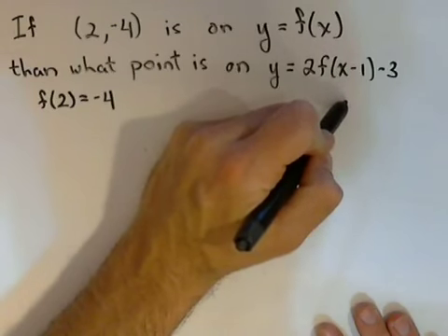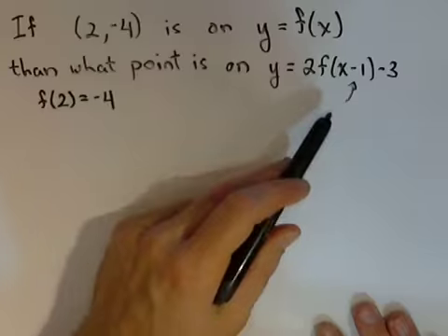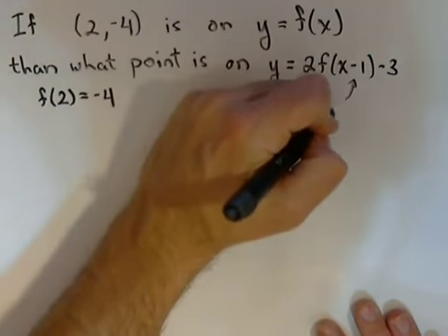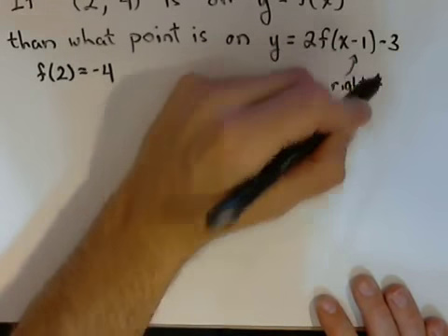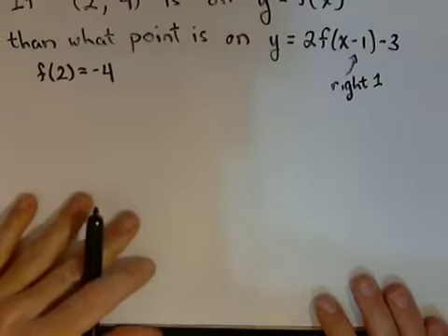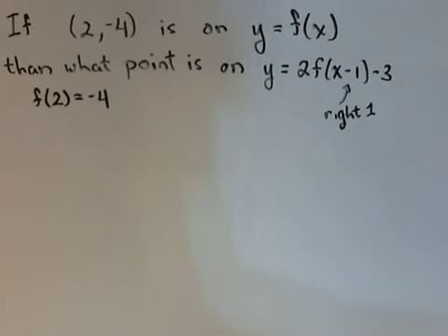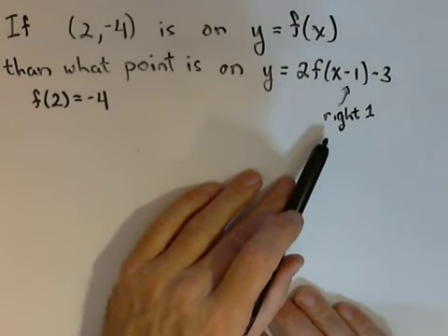We see right here that we have x minus 1, and when we subtract 1 on the input, what that's going to do is shift our graph right 1 unit. So we're going right by 1 unit. I have another video that explains why exactly that is. I'm not going to go too into that now. So we know we're going right 1 unit.